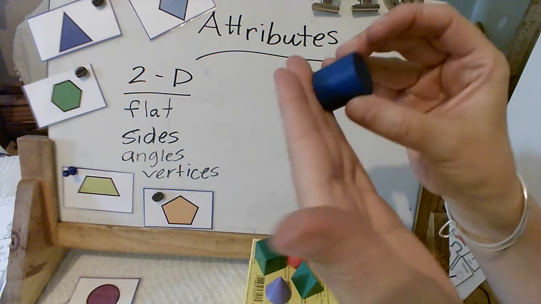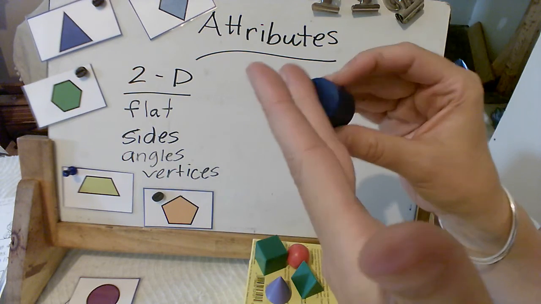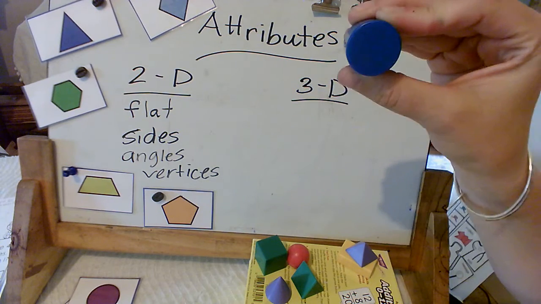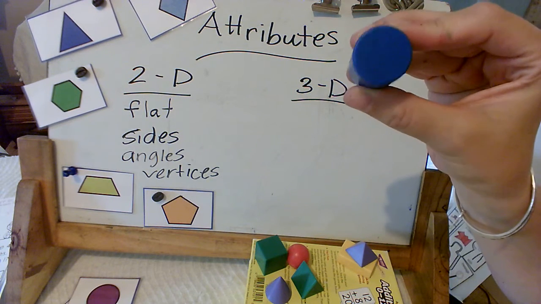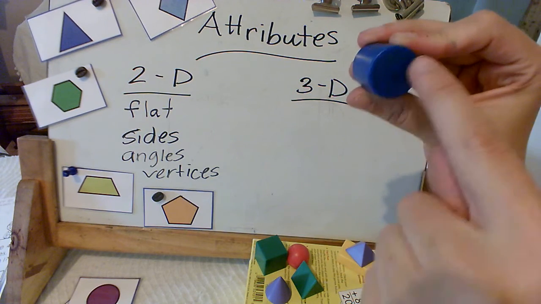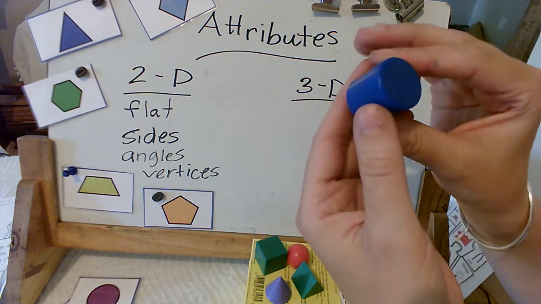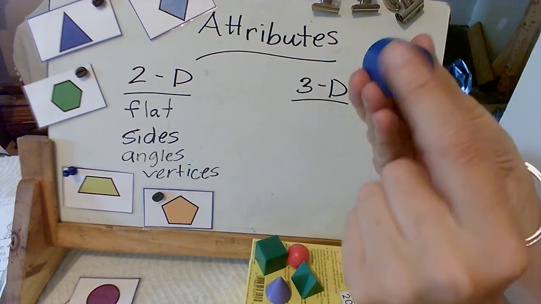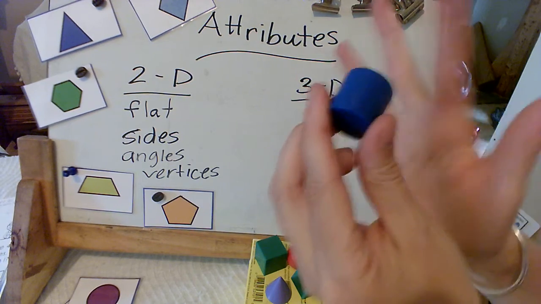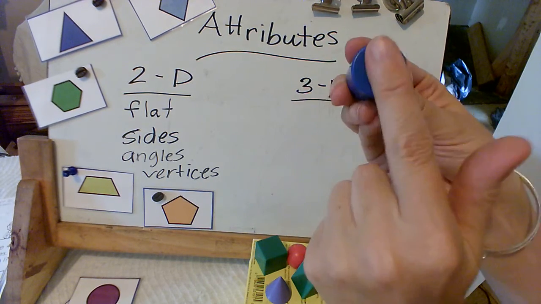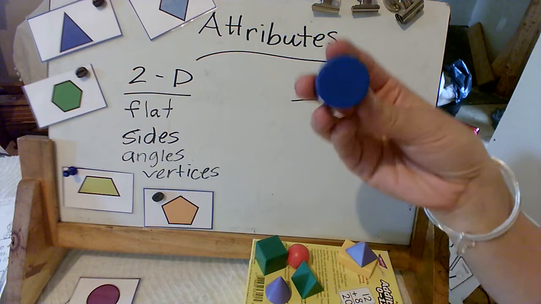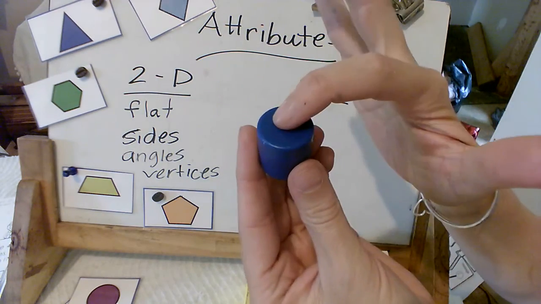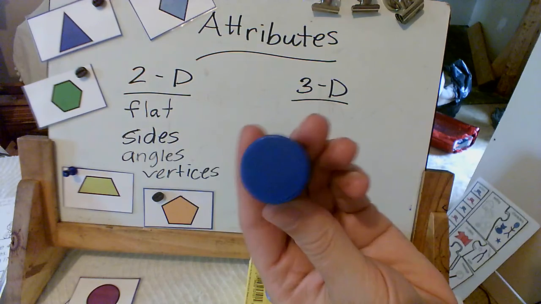But when I look at the flat sides of this shape, I can see, do you see how this is flat? And what is the shape of this flat side? It's in the shape of a circle. The side on this other side is also a circle. These flat parts of the 3D shape are called faces. So this shape has 1, 2 faces that are shaped like circles.